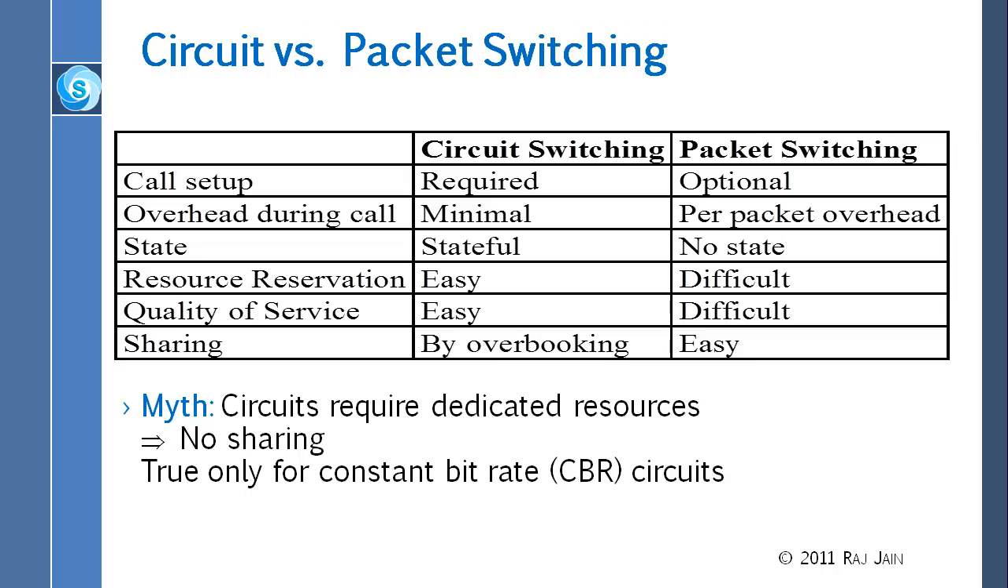So this is actually slightly different from the book. The book says that circuit switching requires dedicated resources and there is no sharing, but this is not true. It is actually true only for CBR circuits. There are circuits called constant bitrate circuits, where you are guaranteed a constant bitrate, but there are many variations of circuit switching, and so this does not apply to all of them. That's why I have put that in blue, just to make sure that you don't get confused between what the book says and what I'm saying.